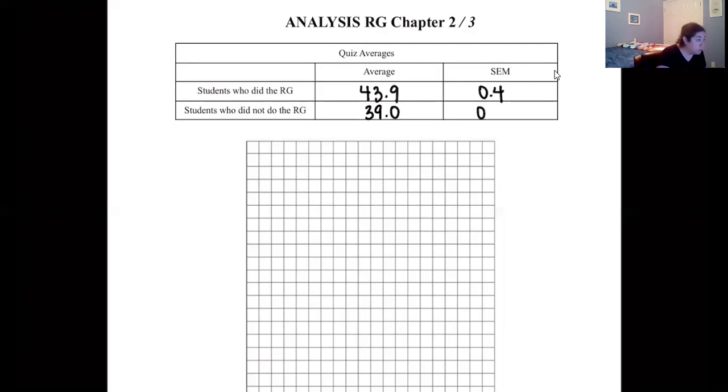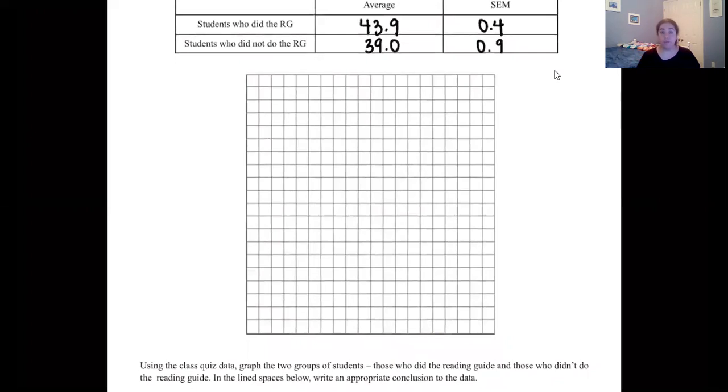So we have 0.4 for the students who did the reading guide, and 0.9 for the students who didn't do the reading guide. Now we're going to take this data and apply it to our graph. Remember, when you're doing these graphs, like on question number 2, SAD: scale, axes, and data.